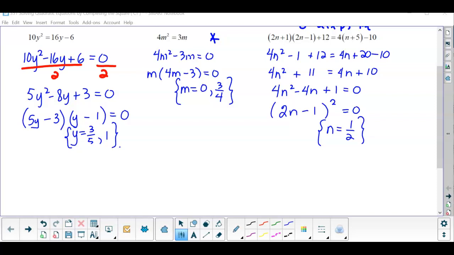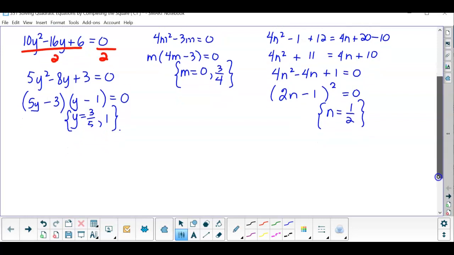When we start talking about what's called the discriminant, as part of the quadratic formula lesson, we might describe this as having 2 equal real roots because of the multiplicity of 2 here, but it's really one distinct solution, right? It's just 1/2, nothing else.